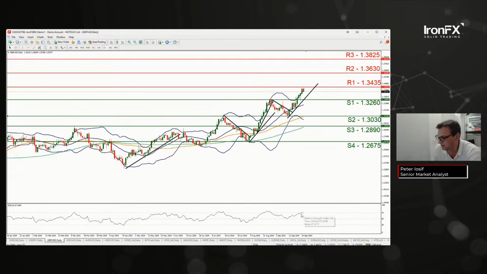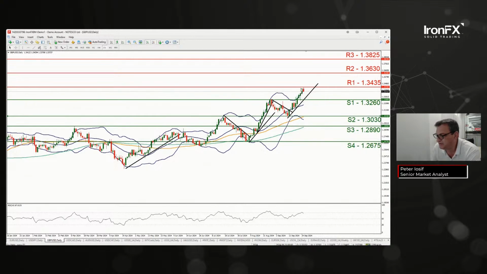The RSI indicator corrected a bit lower, but is still at high levels. It's near the reading of 70, implying that the bullish predisposition of the market for the pair is still there. I would expect this to be a correction lower, given also that the price action of cable was able to breach above the upper Bollinger Band. You can see it right here.